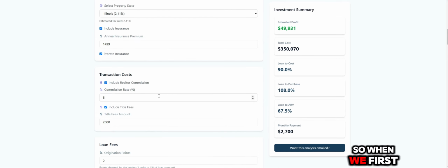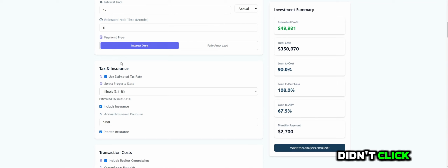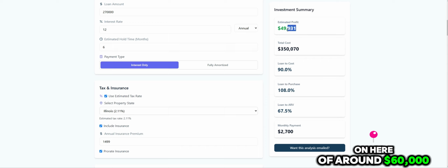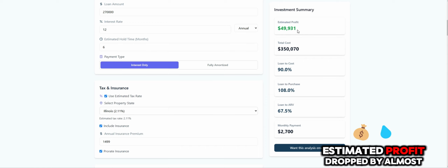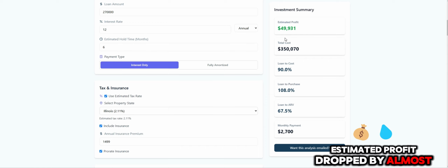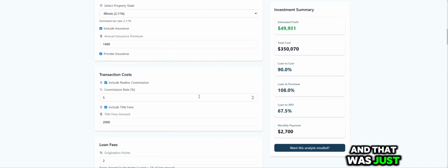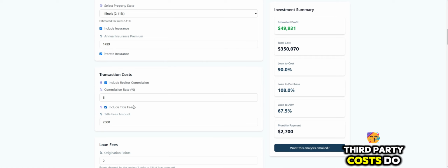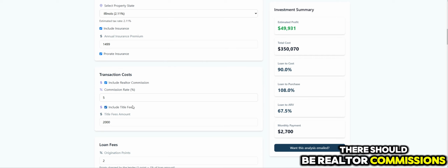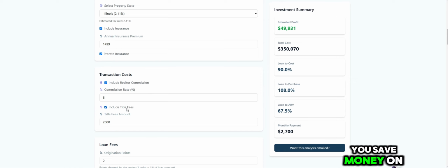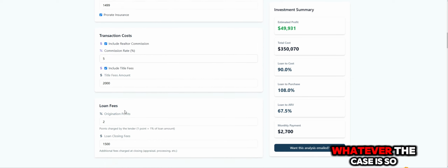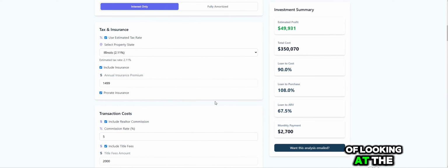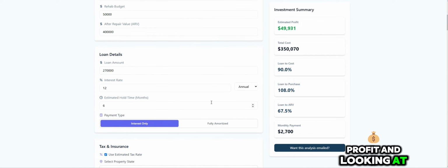So when we first opened this page and didn't click any of this stuff, we saw a number on here of around $60,000. Now you understand that the estimated profit dropped by almost 10 grand. And that was just including third-party costs, which exist on every transaction, especially if you're selling the property. There's going to be realtor commissions. If you're a licensed realtor, you save money on that, or if you go to a discount brokerage, whatever the case is. So this is the reality of looking at the profit and looking at the costs.